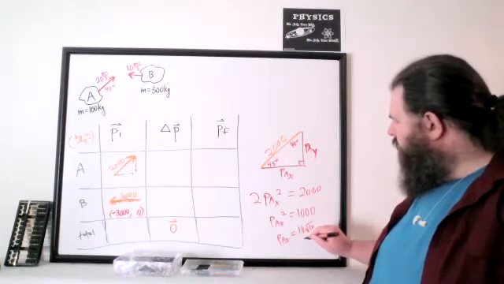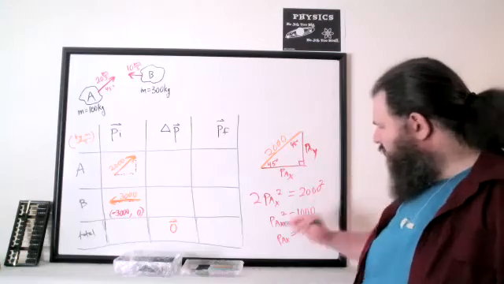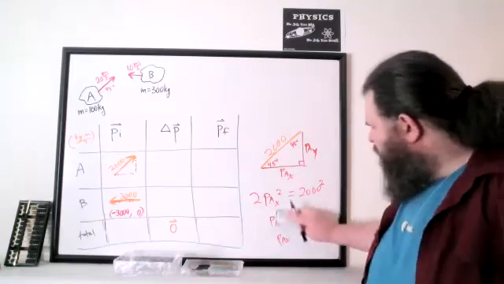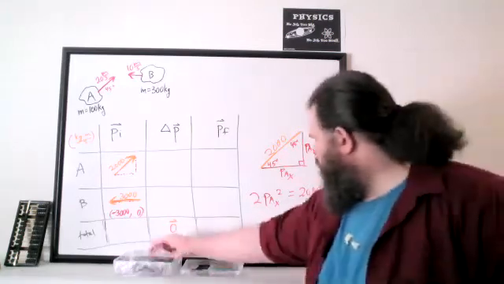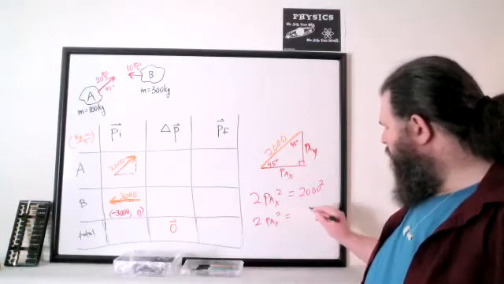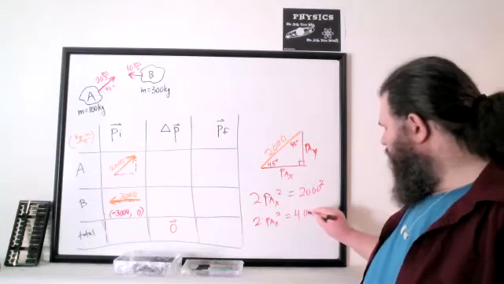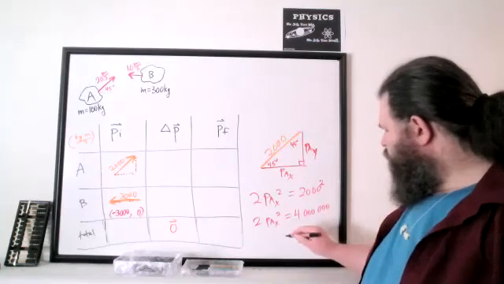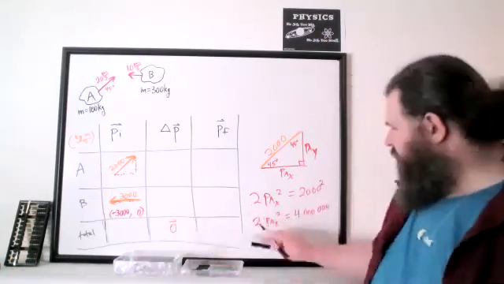Which doesn't seem right. Oh, I forgot to square the 2,000. So 2 times PAX squared would be 4 million. Divide by 2, we get 2 million.